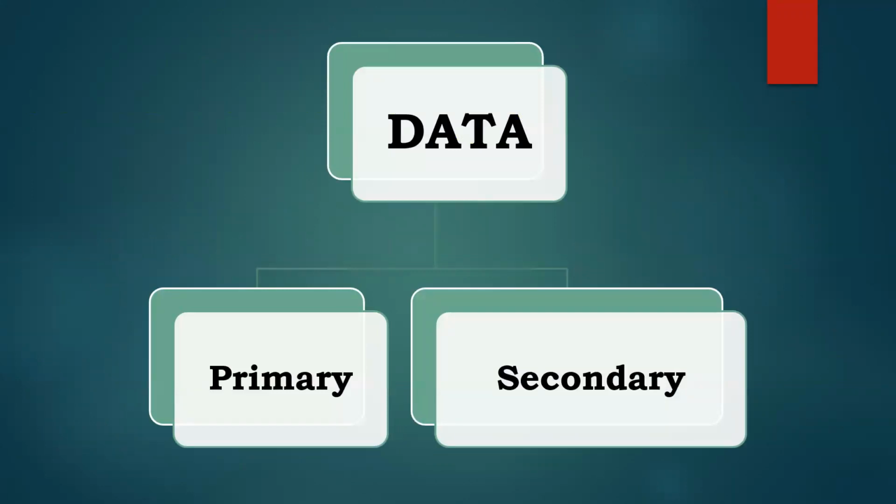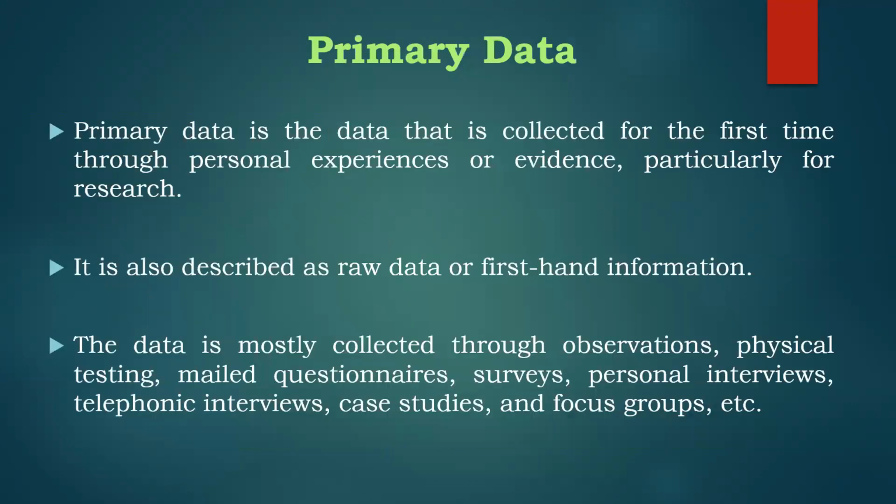So basically, there are two types of data. The first one is primary data, the second one is secondary data. So the first is primary data. What is primary data? Primary data is the data that is collected for the first time through personal experiences or evidence, particularly for research work. It is also described as raw data or first-hand information.